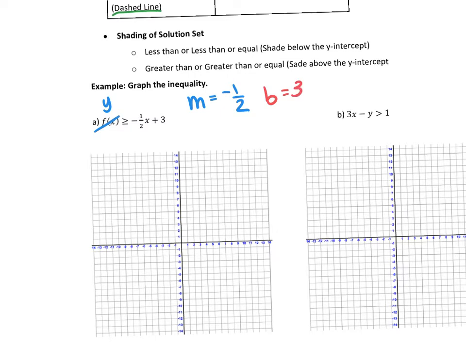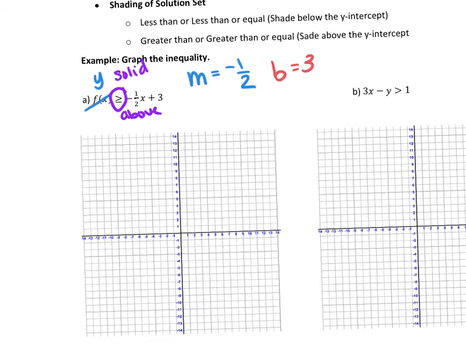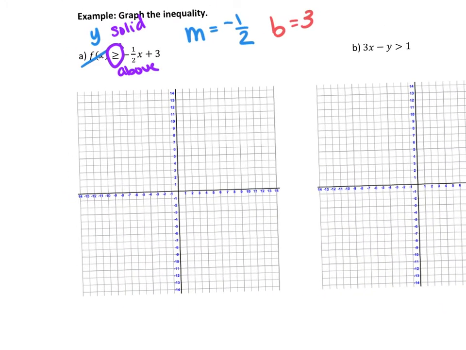The other thing I need to do is look at my symbol, and it's a greater than or equal to symbol. First off, the equal part says that I have a solid line. The greater than says to shade above my y-intercept. So when I plot my point, the first thing I'm going to do is plot that 3 first. Slope says to fall by 1, run by 2. Fall by 1, run by 2.